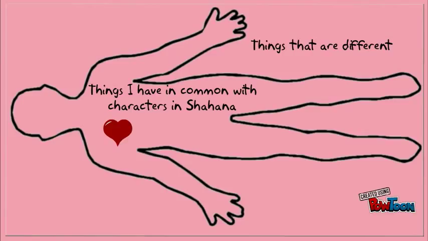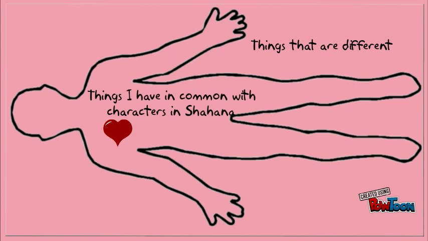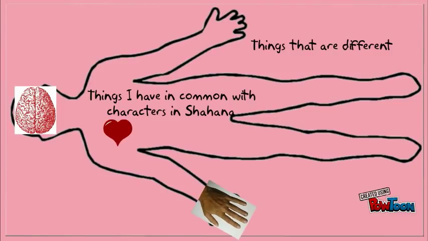Here, where the heart is, we're going to write or draw all the feelings and emotions that we have in common with the characters in Shahana. And here, in the brain, we're going to record all the ideas and the thoughts that we have in common. And in the hands, we can record the things that you do that are similar to the characters in Shahana.